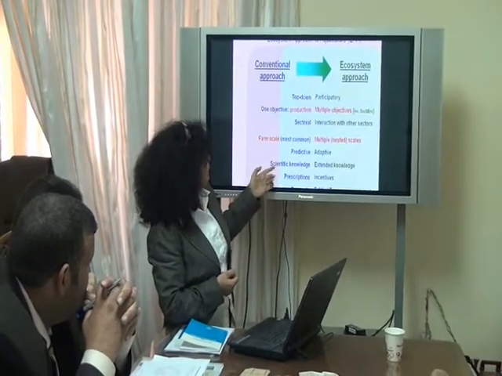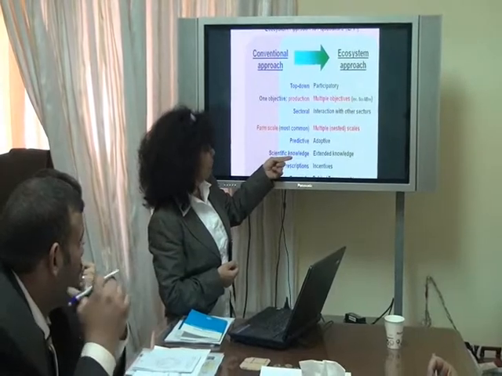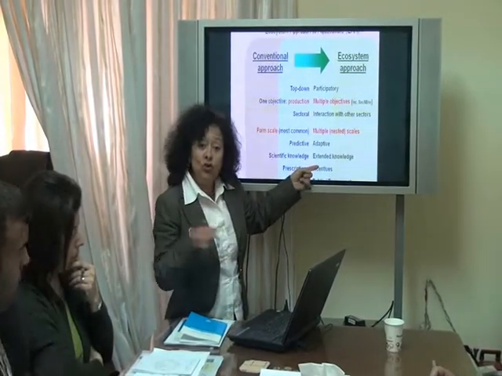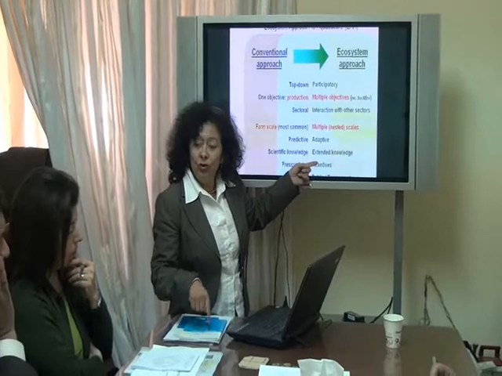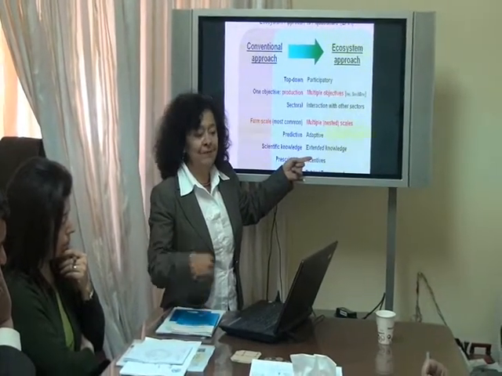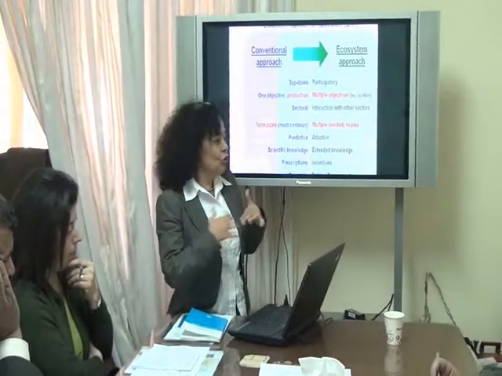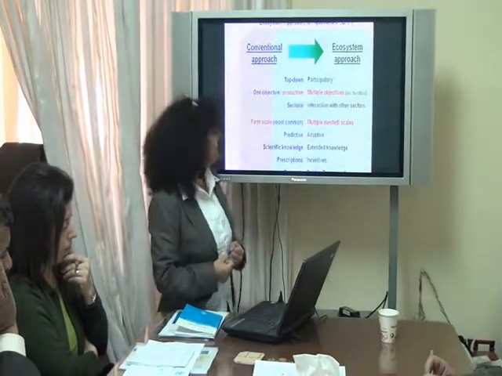The conventional approach uses a lot of scientific knowledge. The ecosystem approach uses extended knowledge. We have to learn from the farmers. The farmers sometimes know a lot, but we have to know how to expand their knowledge.